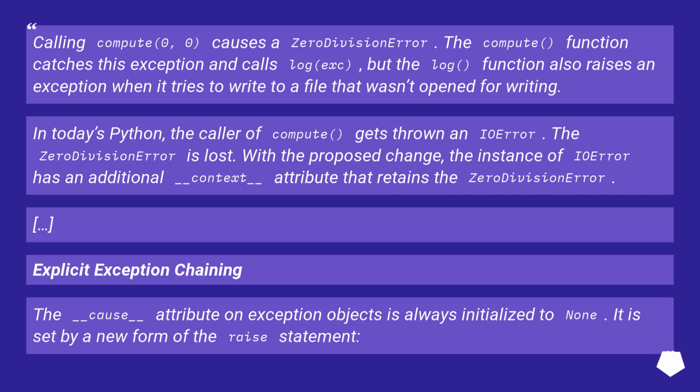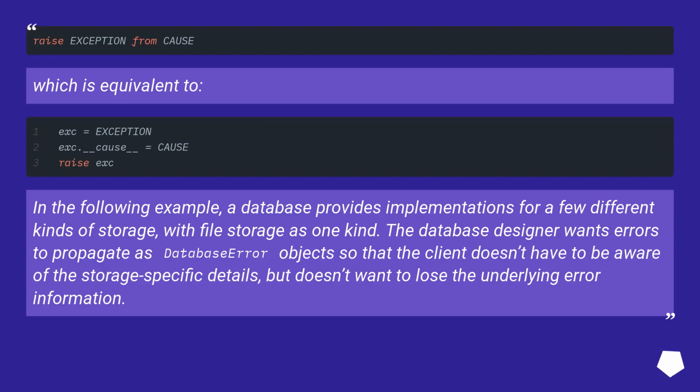Explicit exception chaining. The __cause__ attribute on exception objects is always initialized to None. It is set by a new form of the raise statement. Which is equivalent to.